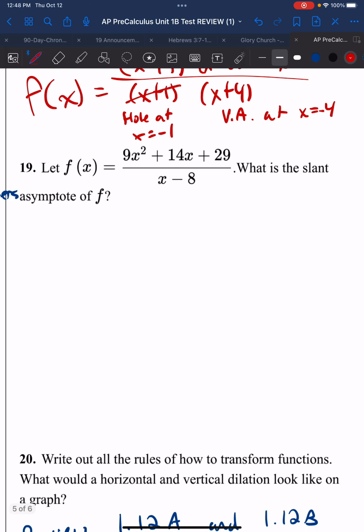19. Let f of x equals this. What is the slant asymptote? For finding the slant asymptote, you always long divide. And remember, a slant asymptote happens when the numerator degree is higher than the denominator degree by 1. So it's 2 on top, and I've got x to the 1 on bottom, so it's 1 bigger on top, rather. So I've got x minus 8. I'm going to divide this.